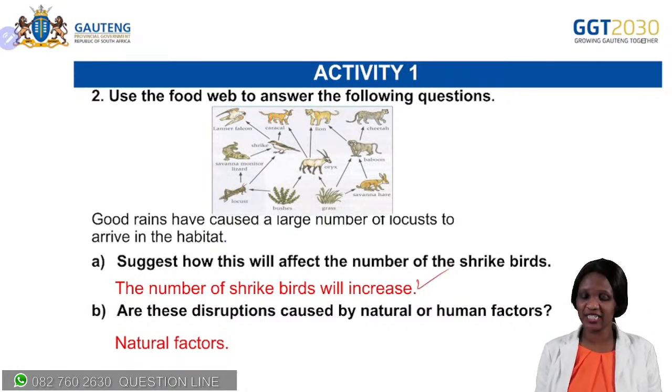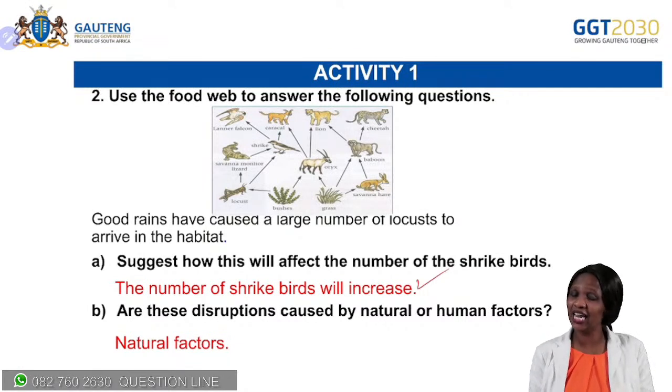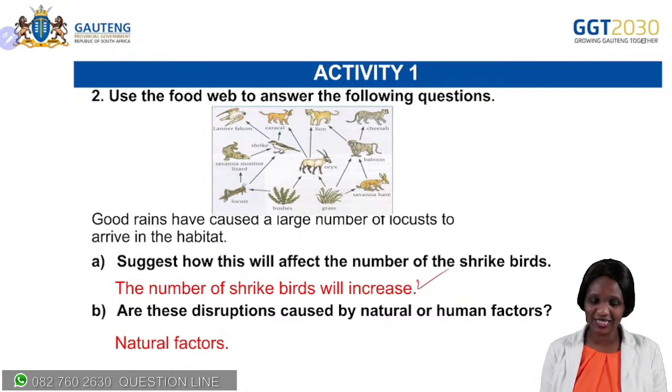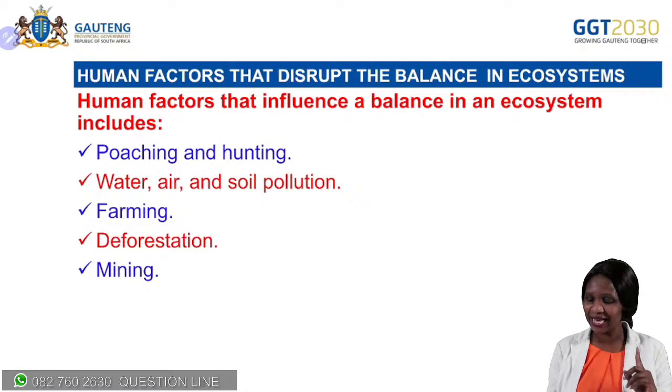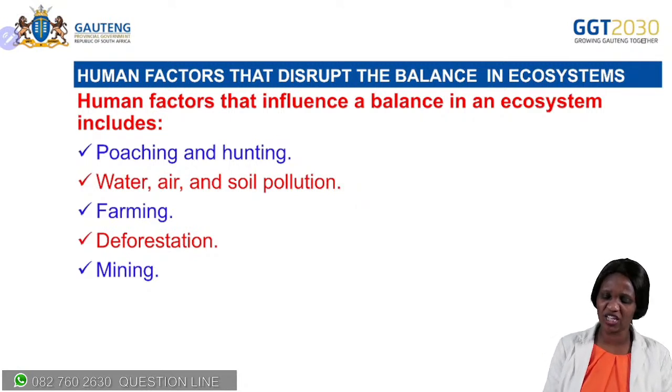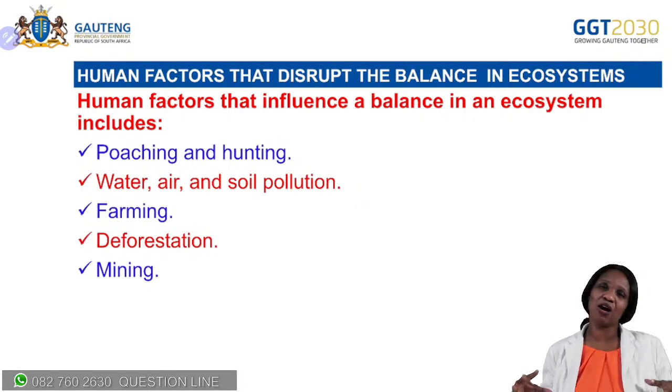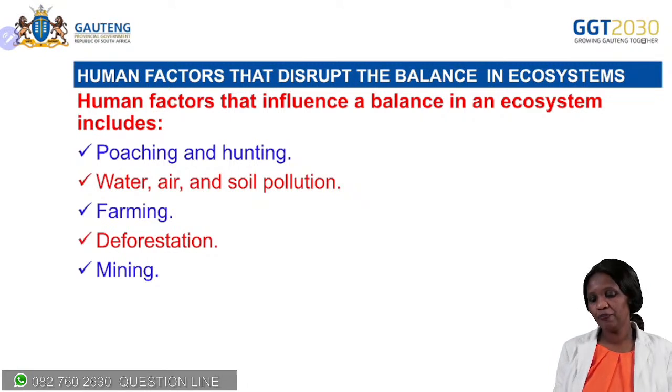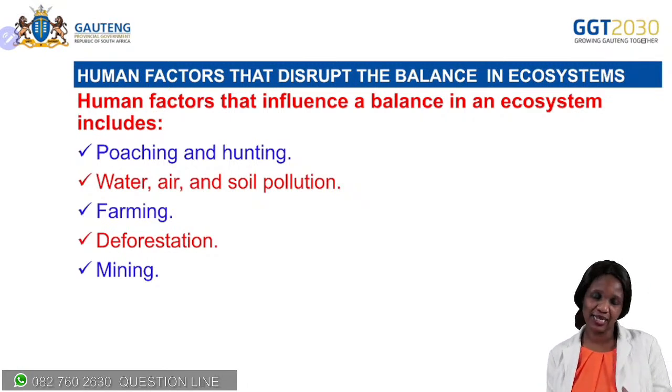And then human factors can disrupt the balance in an ecosystem. Human factors that influence a balance in an ecosystem include what? It includes poaching and hunting, and then even water, air, and soil pollution, farming, deforestation, and mining. All these are contributing factors that disrupt a balance in an ecosystem.